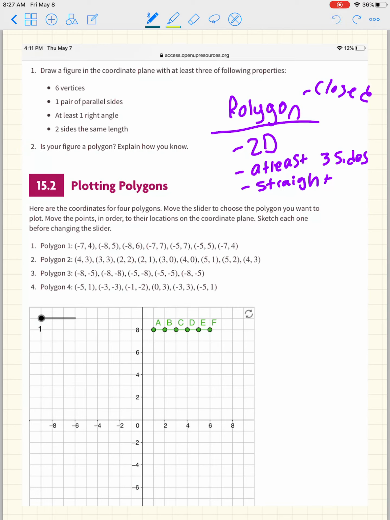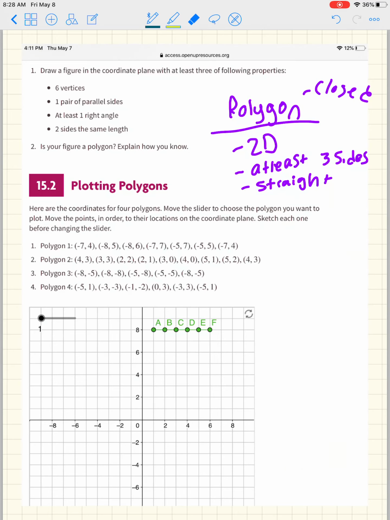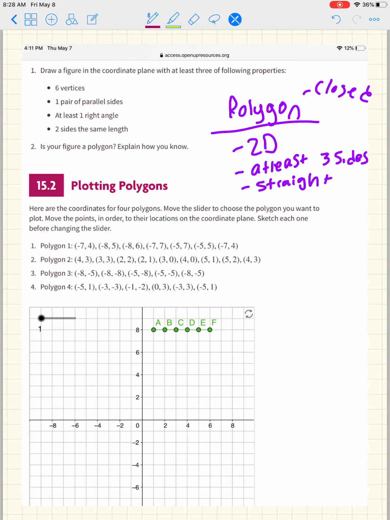So it wants to know if your figure is a polygon. A reminder of what a polygon is: it is a 2-dimensional shape. It has at least 3 sides. All the sides are straight, and it is a closed shape. So, for example, a circle is not a polygon. A 3D cube is not a polygon. This shape, that's not a polygon. This shape right here, it's not a polygon. Okay, so it needs to fit all the criteria I just wrote down. So look at your shape and figure out if it does. Is it a polygon? Is it not a polygon?